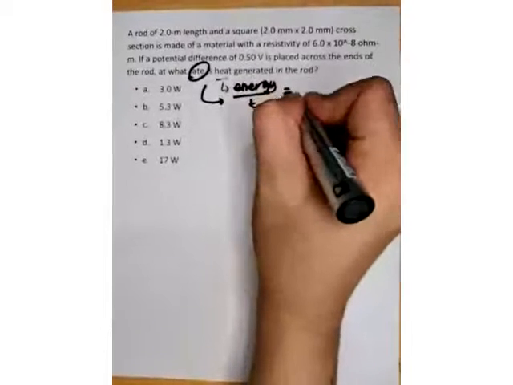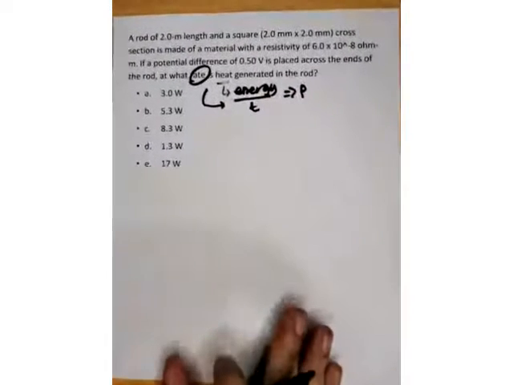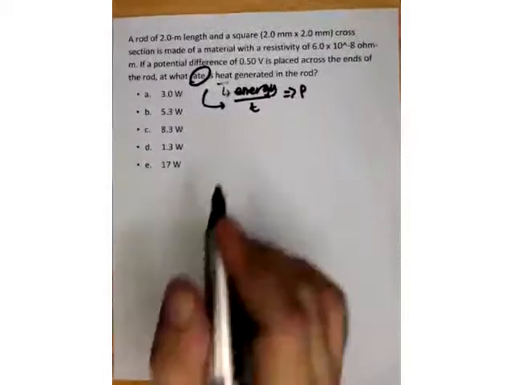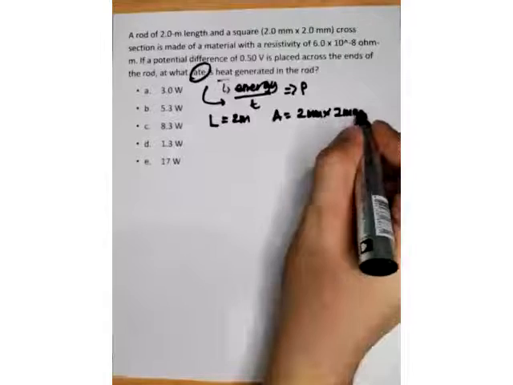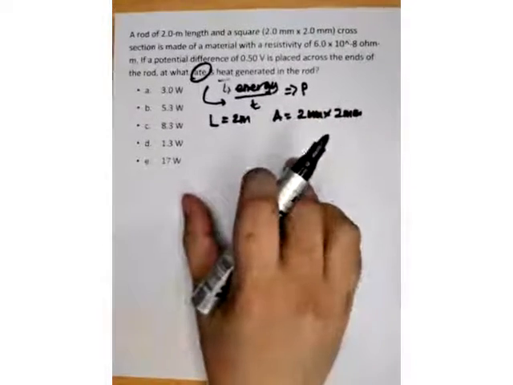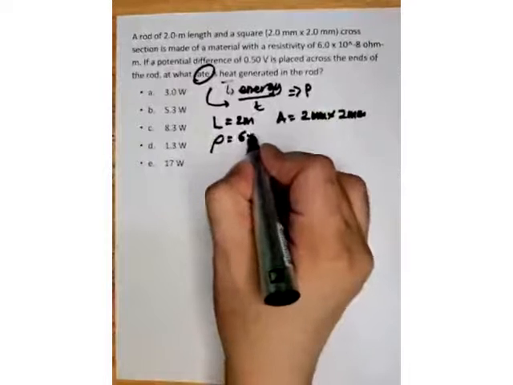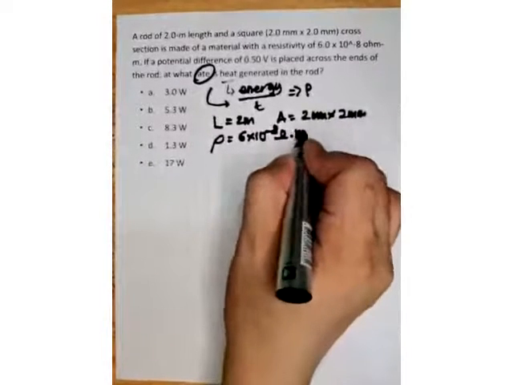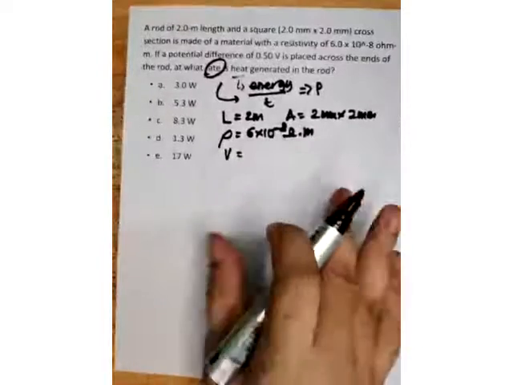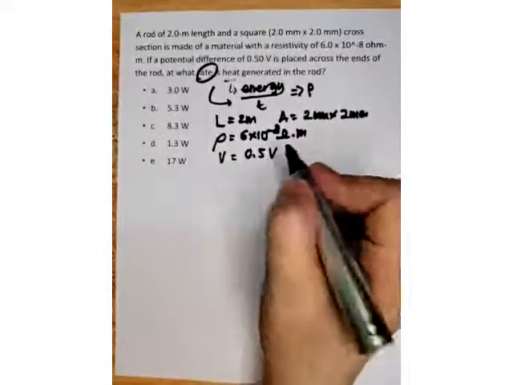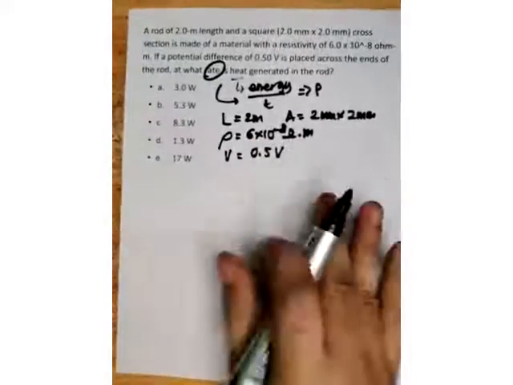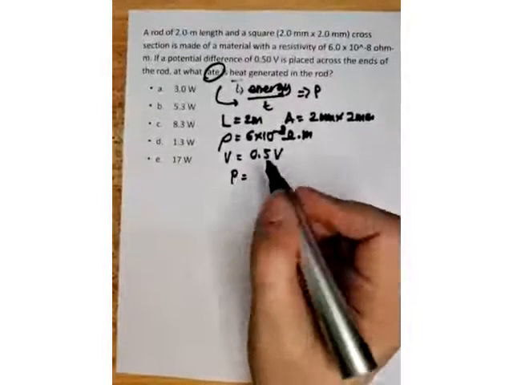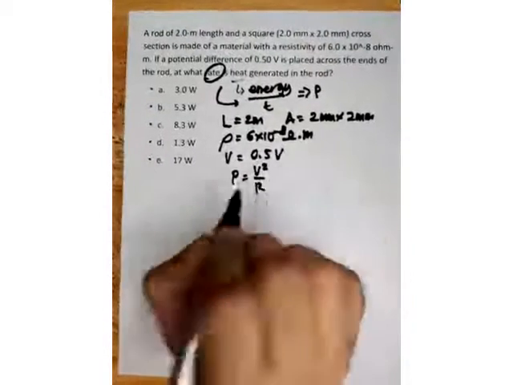Power. Okay, so ang ibang given natin, ang length ay 2 meters at yung area ay 2 millimeter by 2 millimeter, na square kasi siya. So ito yung area natin. And then yung resistivity is 6 times 10 raised to negative 8 ohm meter. And then the voltage na 0.5 volts. Itong tatlong ito ay related sila sa resistance, and this one is in voltage. So meron tayong unit ng power formula na V squared over R. Given na tayo ng V, kailangan na natin kunin yung R.